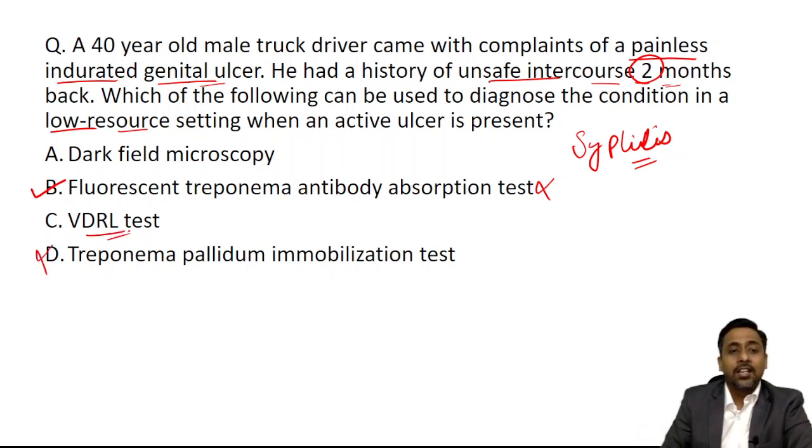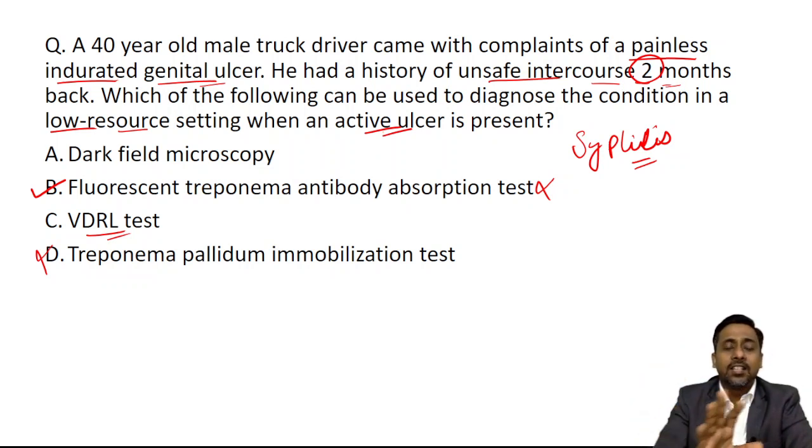VDRL needs only a light microscope, so this can be performed in a low resource setting. Dark field microscopy also needs a dark field microscope, which can also be performed in a low resource setting. So then what should be the answer, dark field or VDRL? As they have asked, specifically mentioning that an active ulcer is present, remember, if an active ulcer is present, the best method for diagnosis is direct demonstration of the organism.